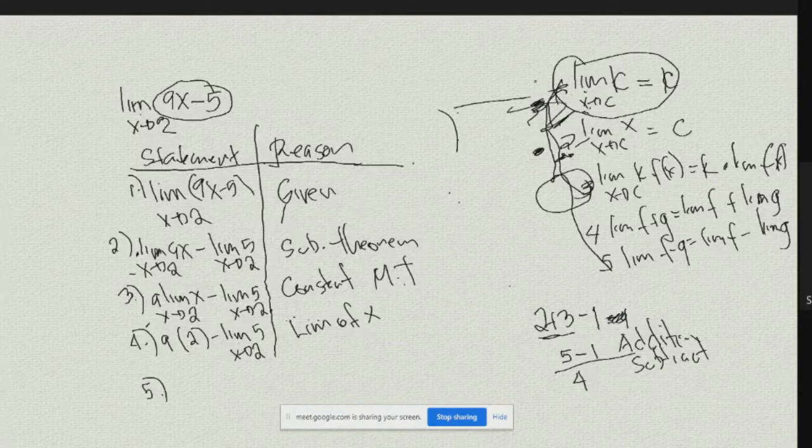Pwede ko nang i-apply ito ngayon. Ang gagawin ko, copy lang to. Huwag niyong biglang gagalawin yan ng walang reason. So 9 times 2. So this part, the limit of 5 as x approaches 2 is 5. Bakit? The limit of a constant.